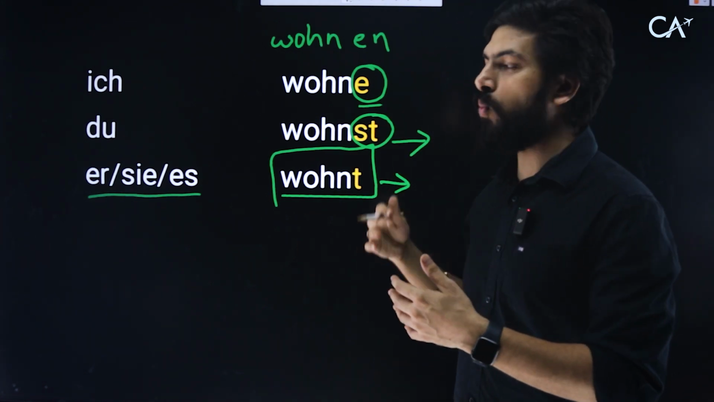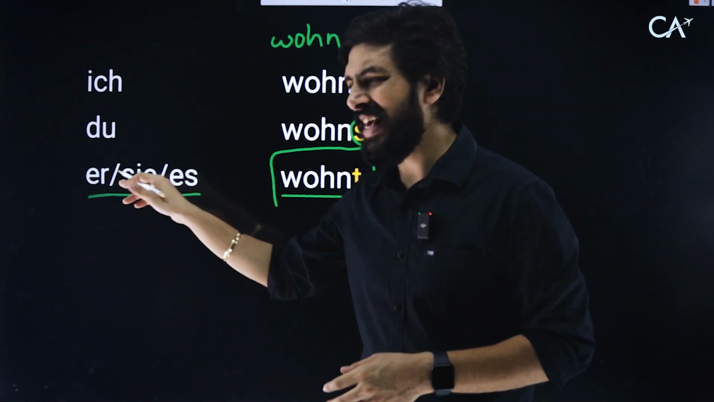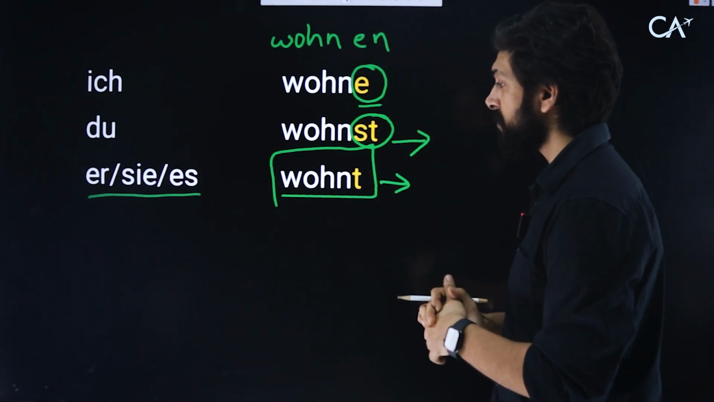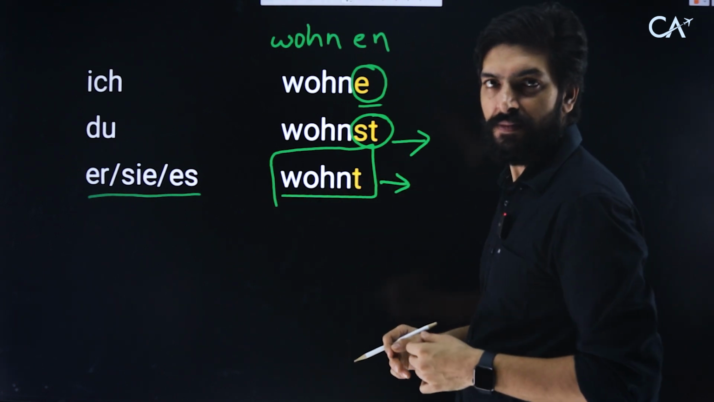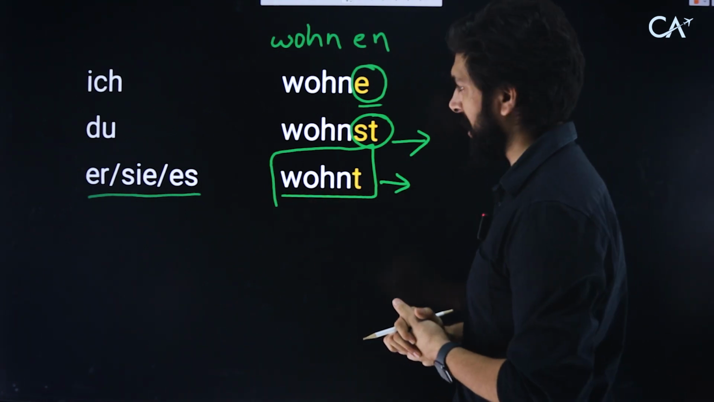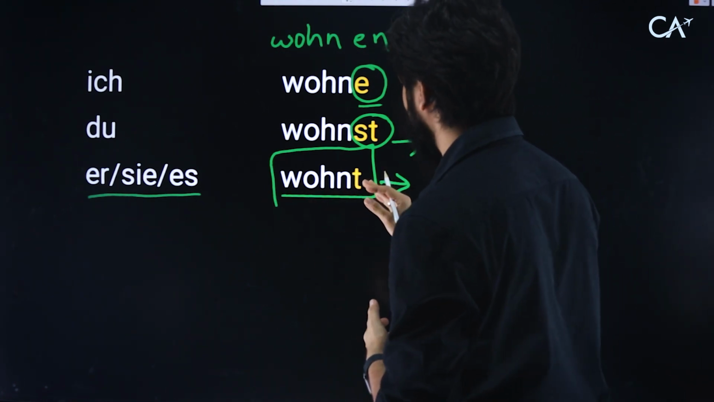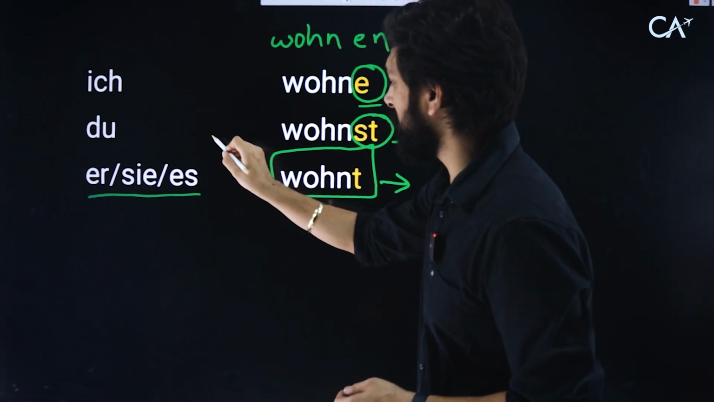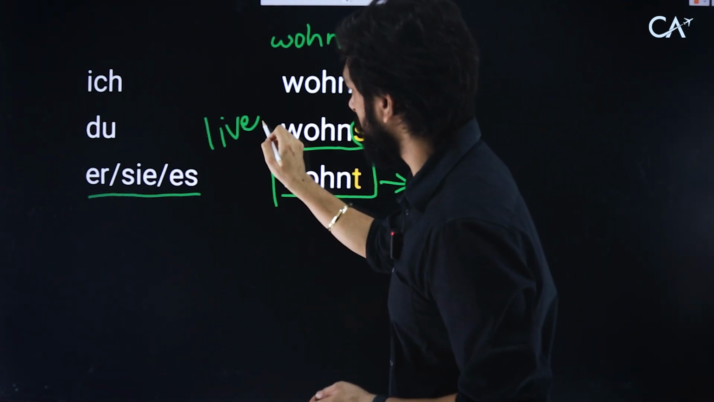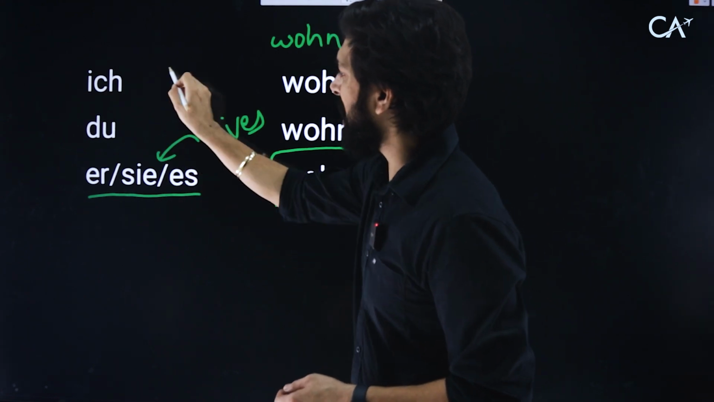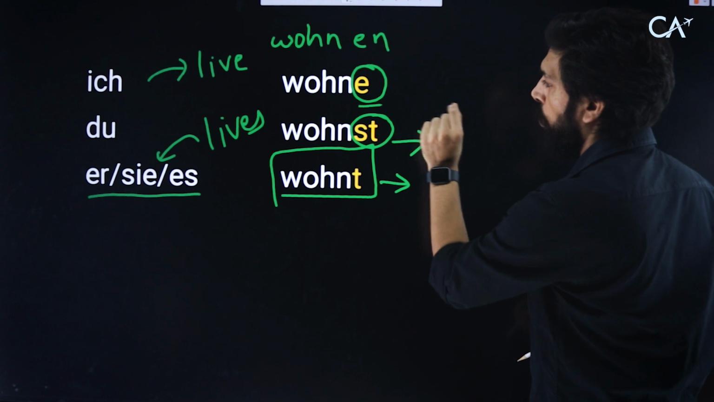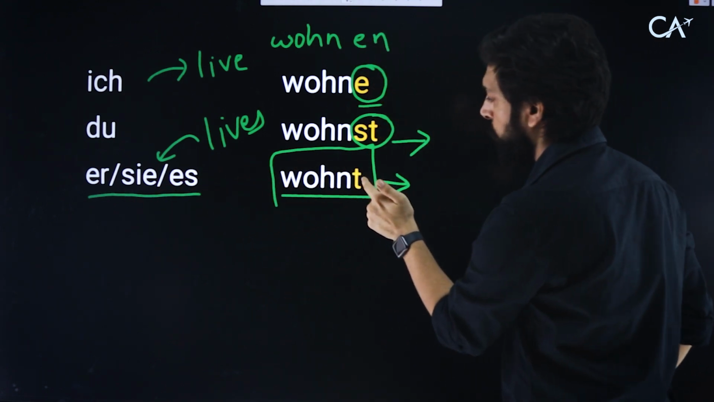Wohne, wohnst, wohnt. If I want to say he lives, in English we say he lives. Here we will say wohnt. Er, sie, es wohnt. In English we add an s for he, she, it, but for I we would say live. Same way in German, ich becomes wohne, but er, sie, es becomes wohnt.